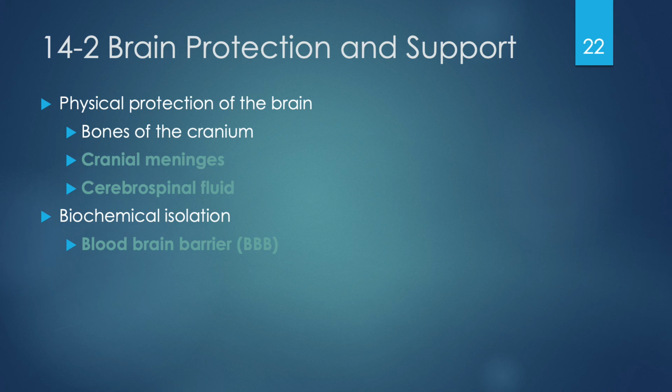The cerebrospinal fluid is more like an airbag, whereas the cranial meninges are more like a seatbelt, if you want to think of it in car terms. And then we also have some biochemical isolation that will protect the brain from everything else because it's so vulnerable. This is the blood-brain barrier, which we'll discuss later on. But it's worth keeping in mind because as you study in future classes, especially in pharmacology, this becomes very important because some drugs will cross the blood-brain barrier and others will not. So you'll notice that when you look at your pharmacology texts.